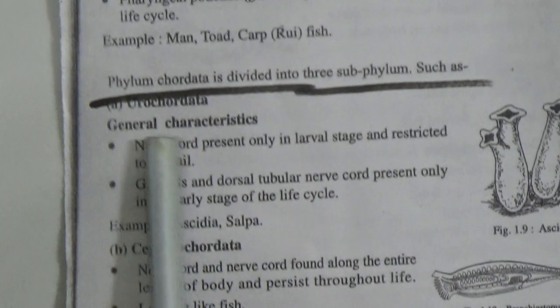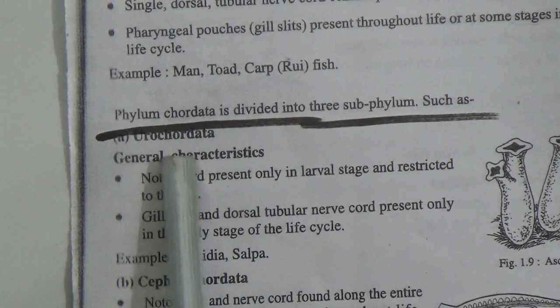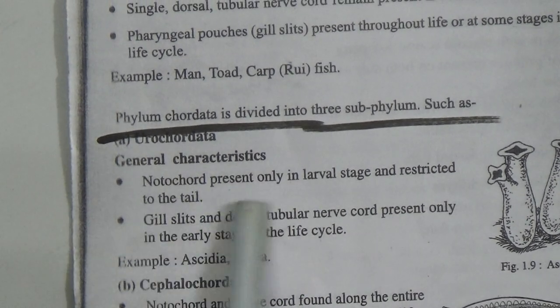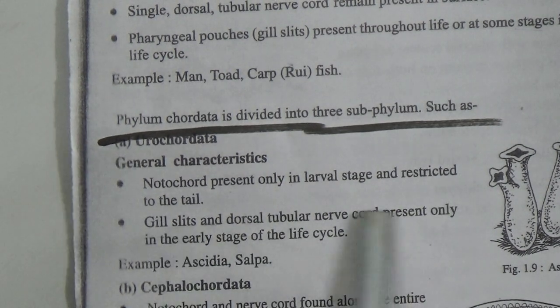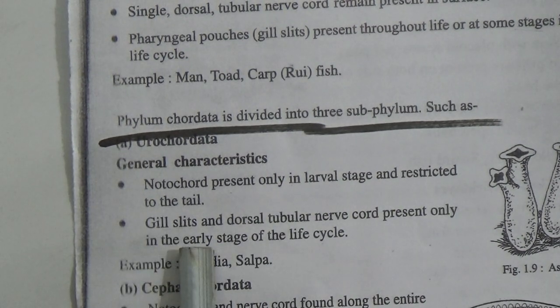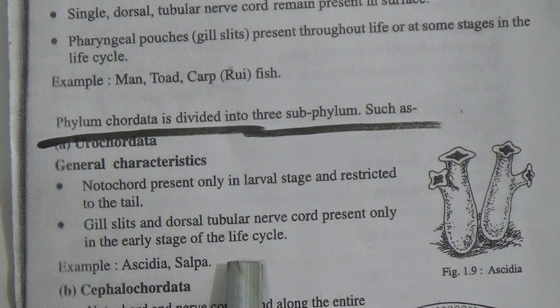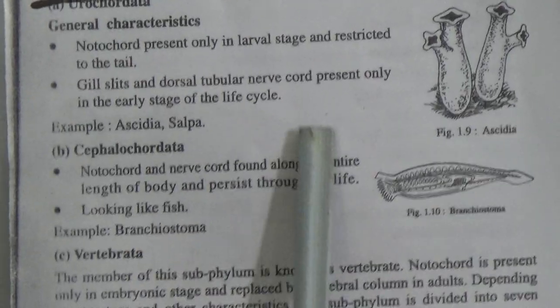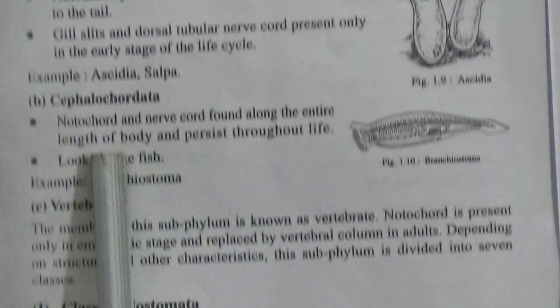Now we'll discuss the general characteristics of urochordata. Number 1, notochord is present only in the larval stage and restricted to the tail. Number 2, gill slits and dorsal tubular nerve cord are present only in the early stage of the life cycle. Example, Ascidia and Salpa.